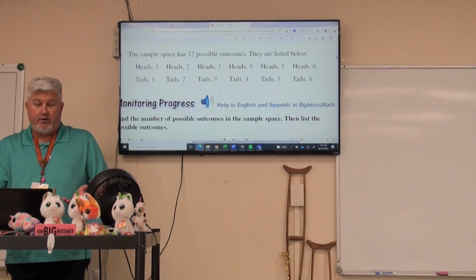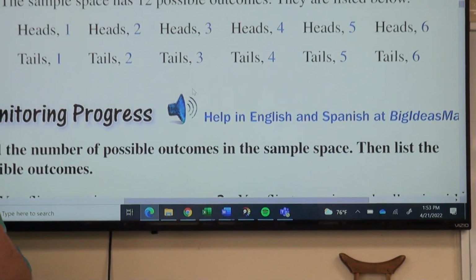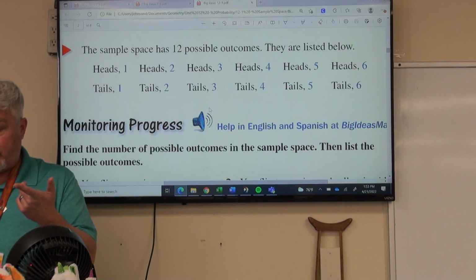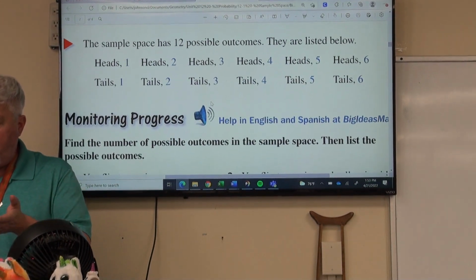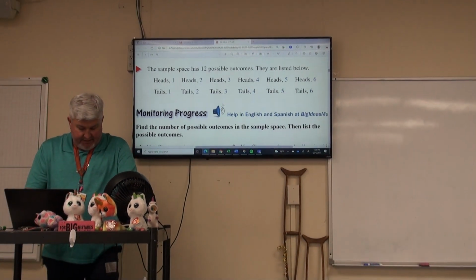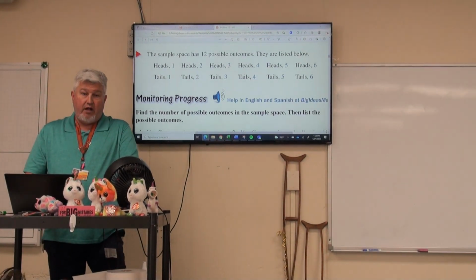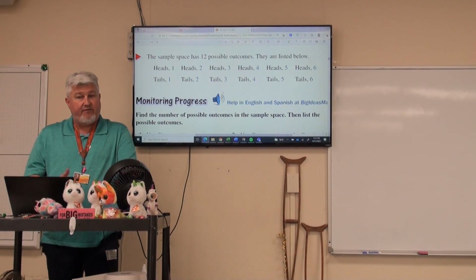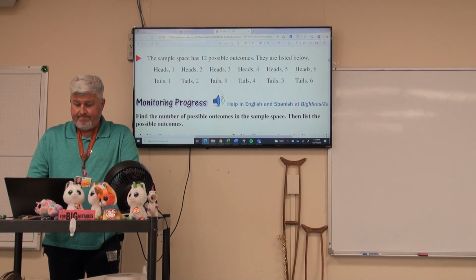They are listed below. So you can get the number 1 with heads or with tails, the number 2 with heads or tails, etc., all the way up through 6. So our sample space is 12, because there are 12 possible outcomes every time you flip a coin and roll 1 dice. Okay?